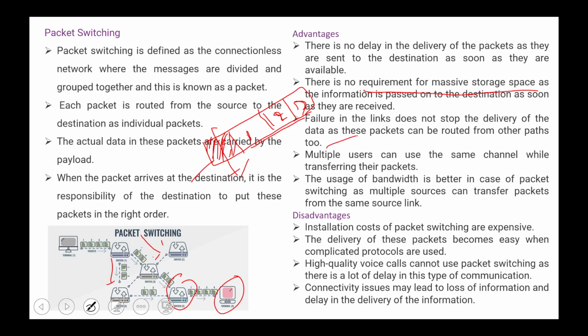If this link fails, the whole data can still be sent through the other path. But in circuit switching, if any link fails or there is distortion in the link, then all the data transfer stops. We cannot send data, or our phone call or email will be discontinued. But in packet switching, if one link is destroyed, we can send through another link.